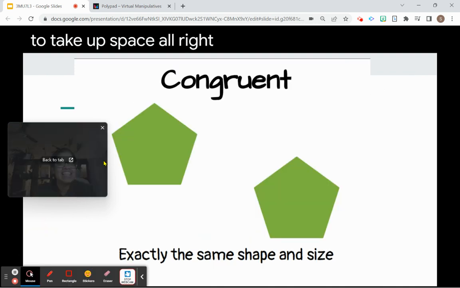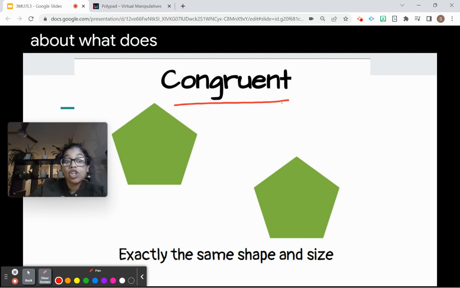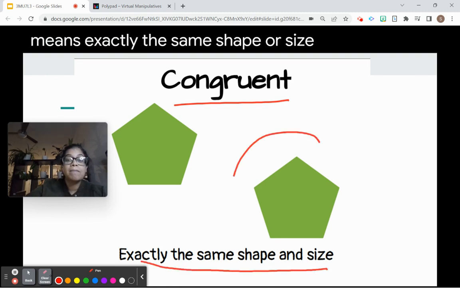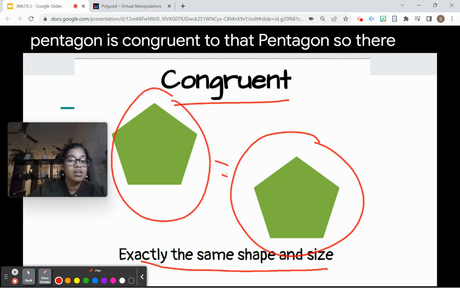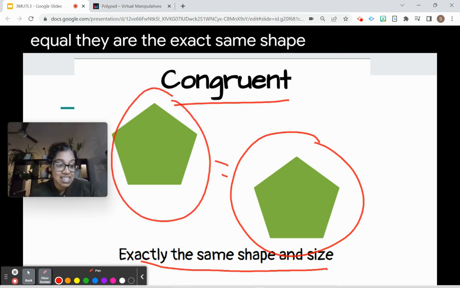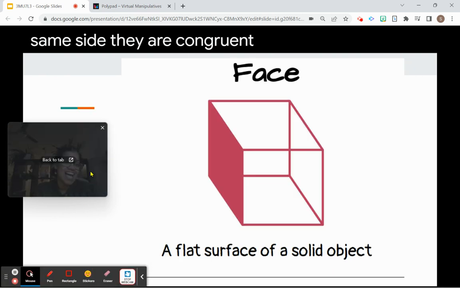Now, let's quickly talk about what congruent means. Congruent means exactly the same shape and size. This pentagon is congruent to that pentagon. They are equal. They are the exact same shape and the exact same size. They are congruent.